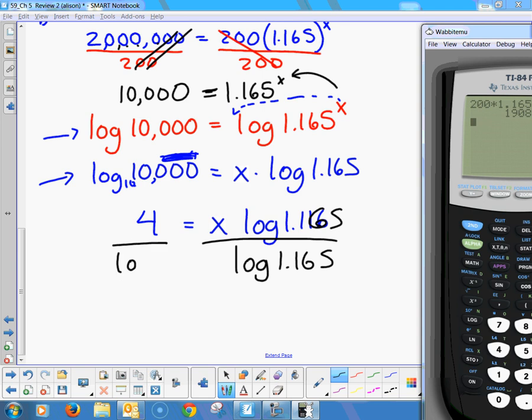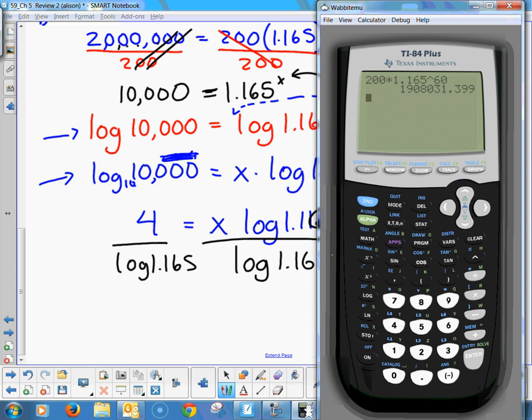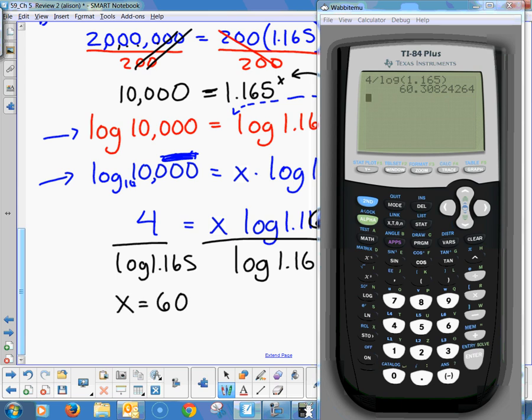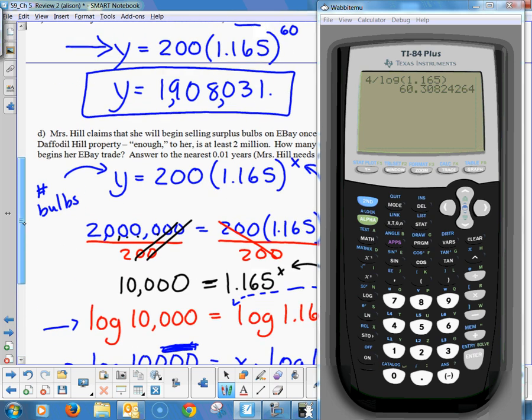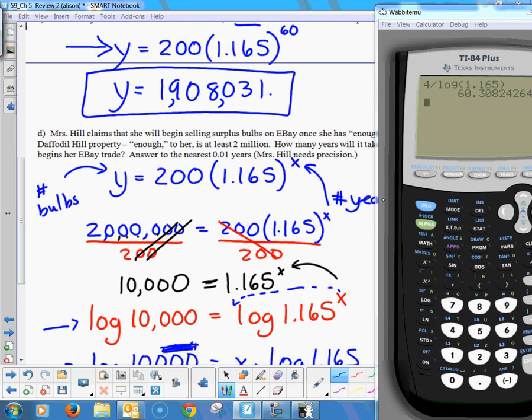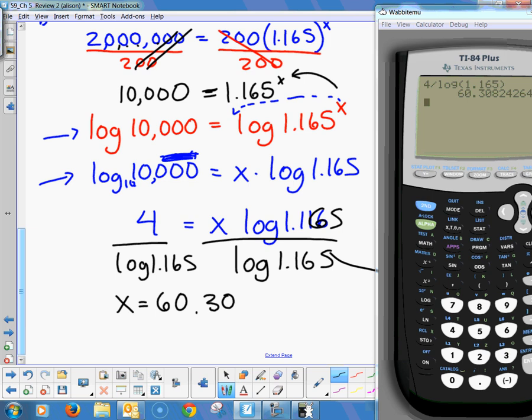Divide by log 1.165. Whip out the old calculator. Clear. 4 divided by log of 1.165, parentheses, enter. 60.308. X equals 60.30. What did I give you? Tell you how precise you had to be? To the nearest 0.01 years. So 0.3. I'm going to round up because we had 0.8, so 31 years.